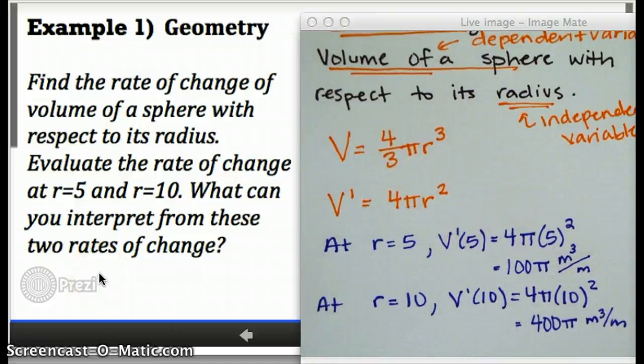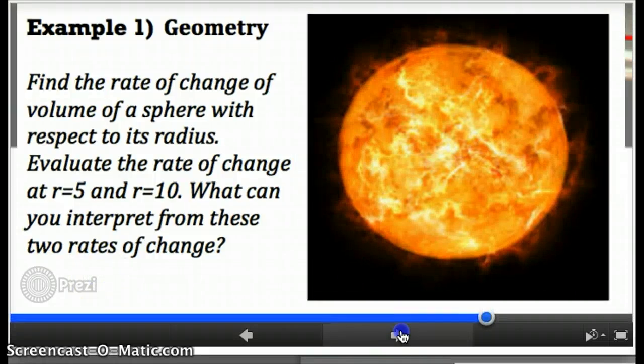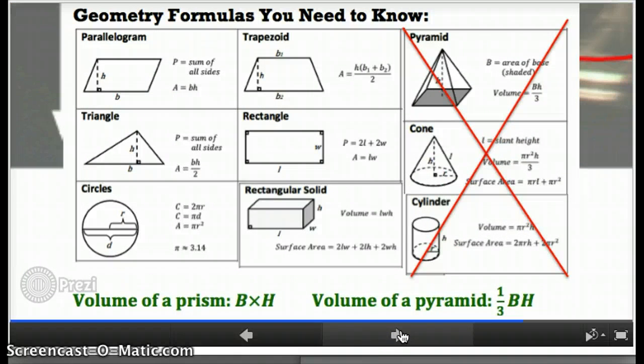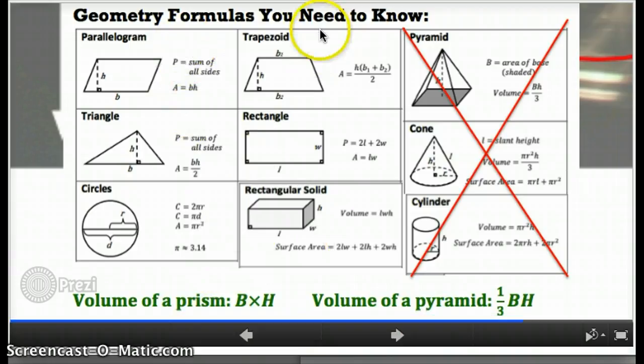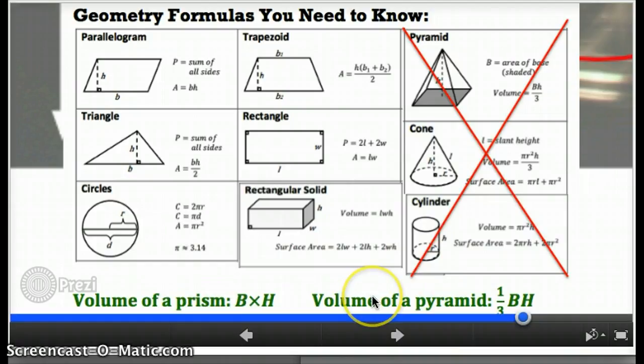So one thing you may have noticed from this example is that we're actually going to need to rely on some geometry formulas. These are geometry formulas that you need to know and memorize. You need to know how to find the area and perimeter of all of these normal shapes. You need to be able to find the volume of a box or a rectangular solid. And you do actually need to know the formulas for pyramids and cones and cylinders, but you don't have to memorize each of them individually if you can just remember these two rules in green.